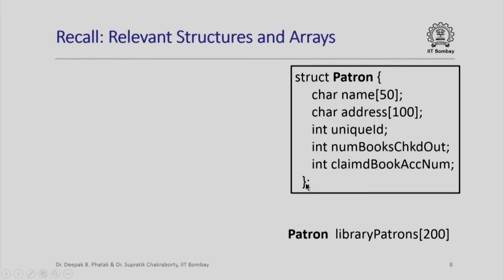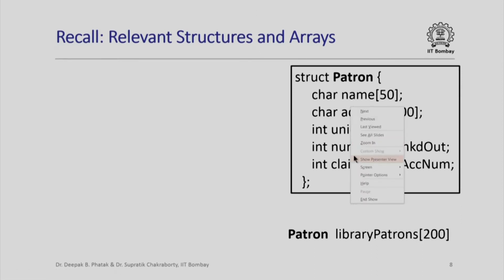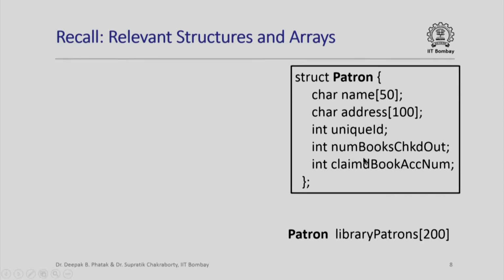The patron structure similarly has information about patrons of our library. So this will have members like name, address, unique ID, number of books checked out, and the accession number of any book claimed by the patron. And we are going to have all the patrons of our library, information about them stored in this array library patrons of size 200. We had decided that we are going to have 200 patrons for our library, and of course each element of this array library patrons is a structure of type patron.